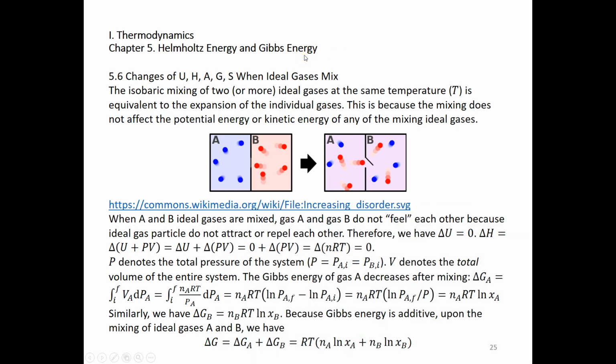Chapter 5, Helmholtz energy and Gibbs energy. Section 5.6, Changes of U, H, A, G, S when ideal gases mix.